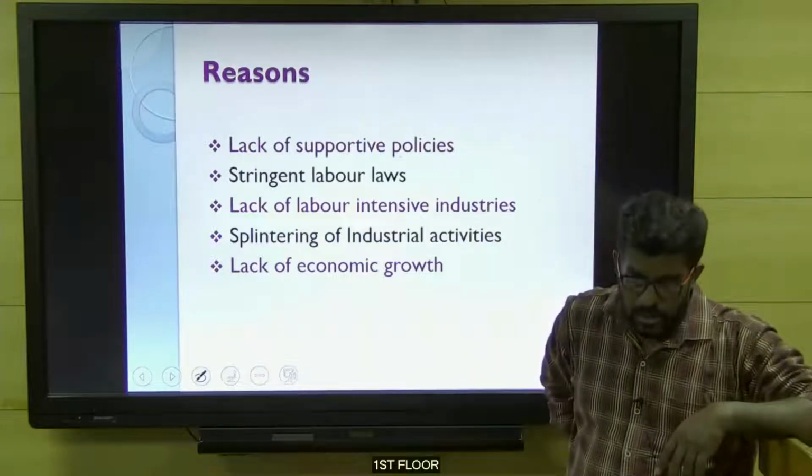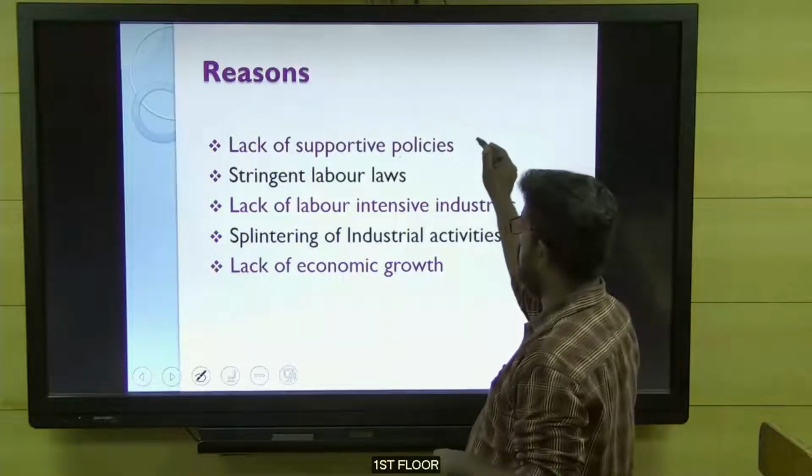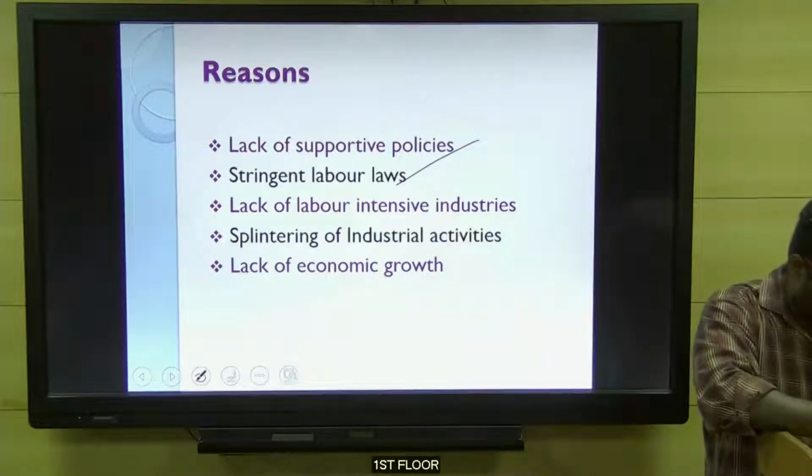Now we write this point. Lack of supportive policies. The first point is the lack of supportive policies. Both the points you can write in a combined way.